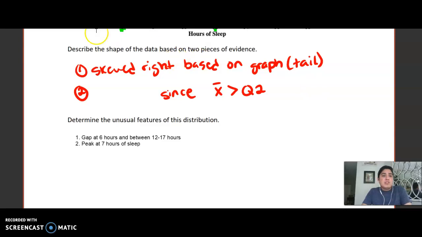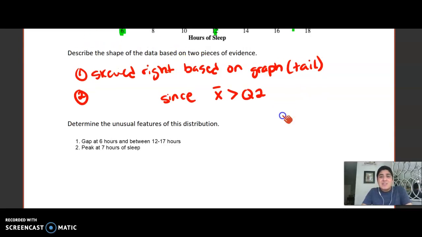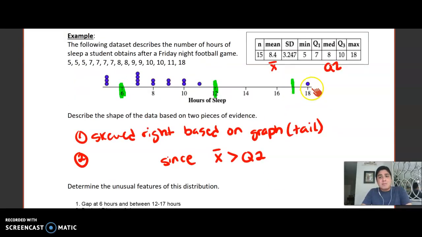Now, the last type of unusual feature that we have to point out here is to see if there are any outliers, and I'm getting a hint that this one might be an outlier. So let's go ahead and show that mathematically. Now, what's going to happen here is when you're asked to describe a distribution, you don't have to pick all 3, because I'm picky as a person.